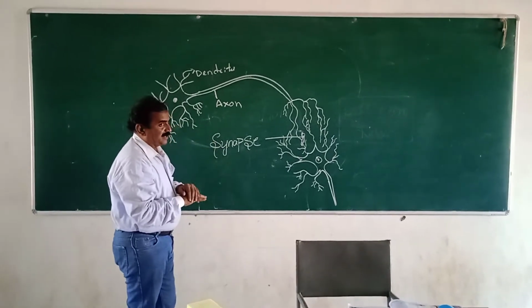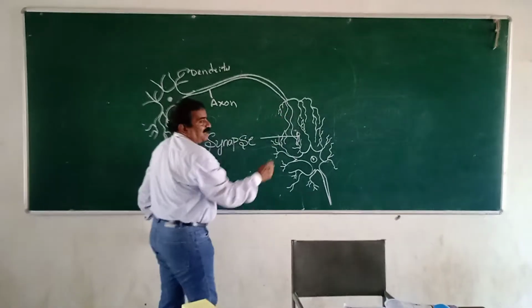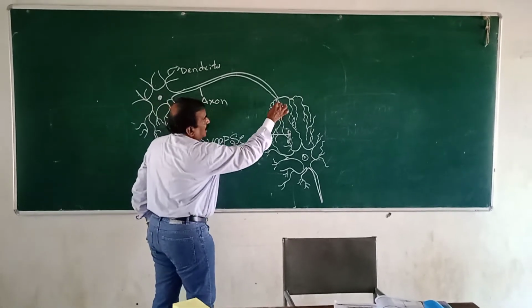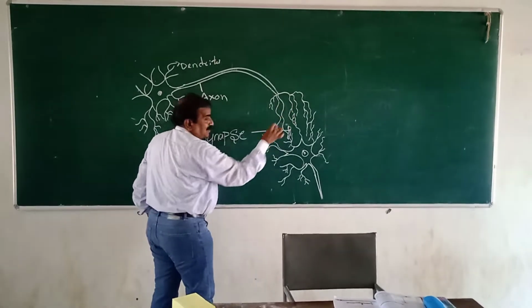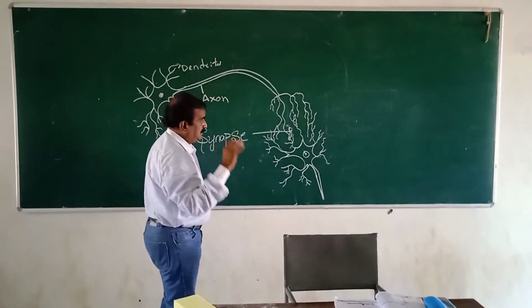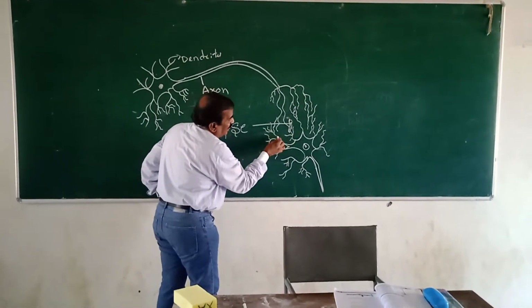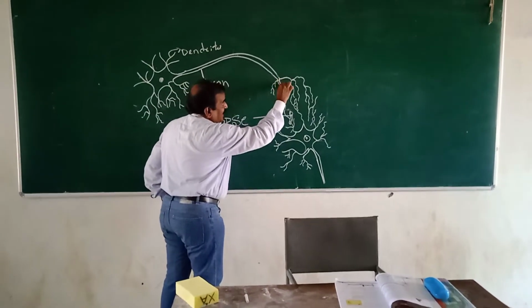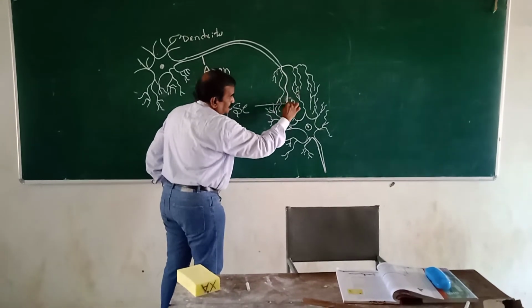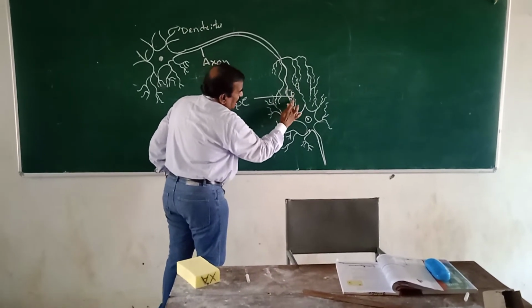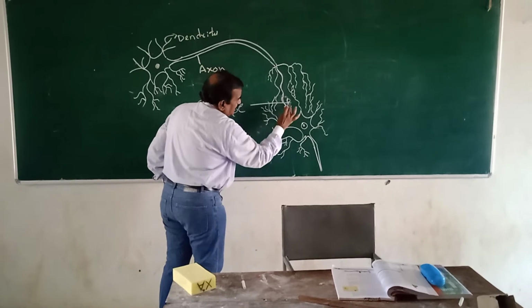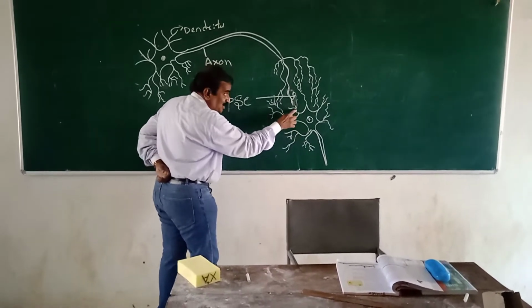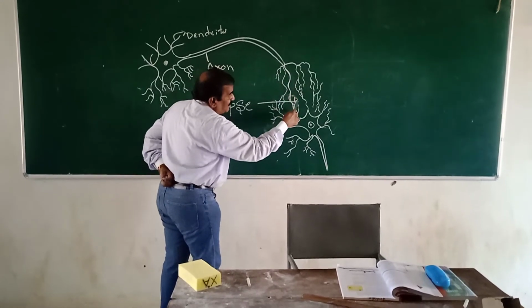Here, if you observe carefully, these are called what? Axon terminals. Page number 97. Axon terminals. And the axon terminals of one neuron are connected to the dendrites of another neuron. For example, this is one axon nerve terminal. And here you see, actually there is a gap between the dendrites of this neuron and the axon terminals of one neuron.